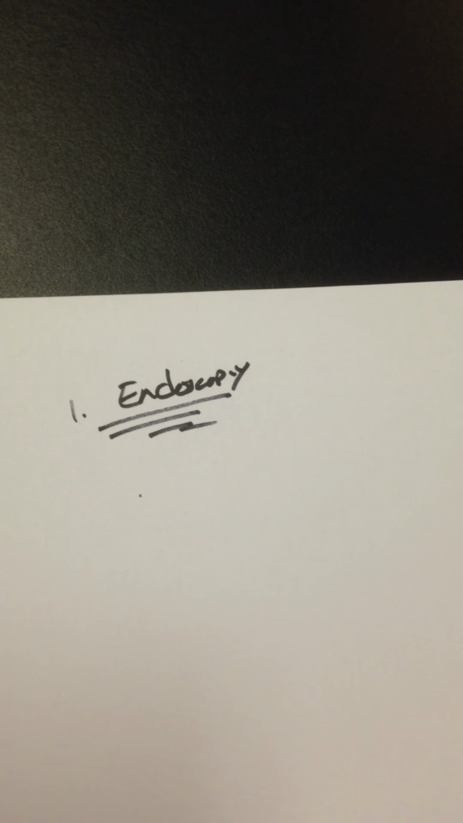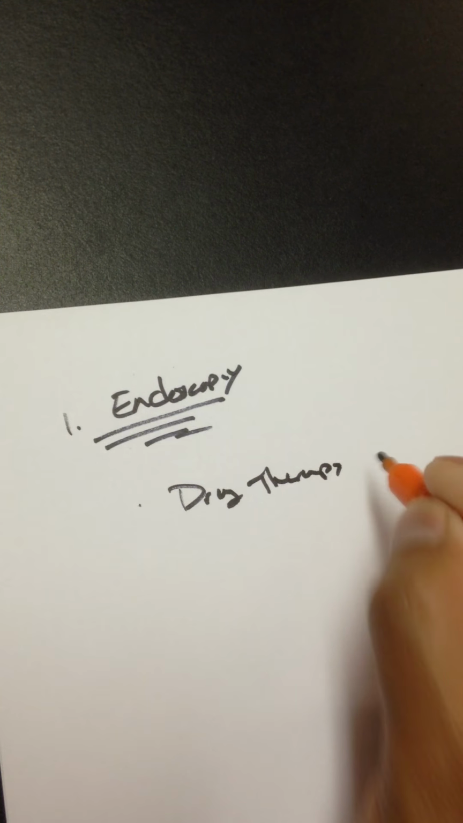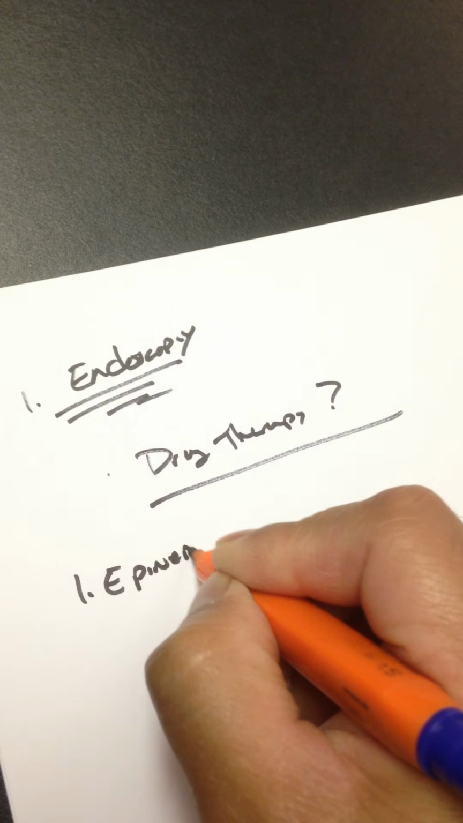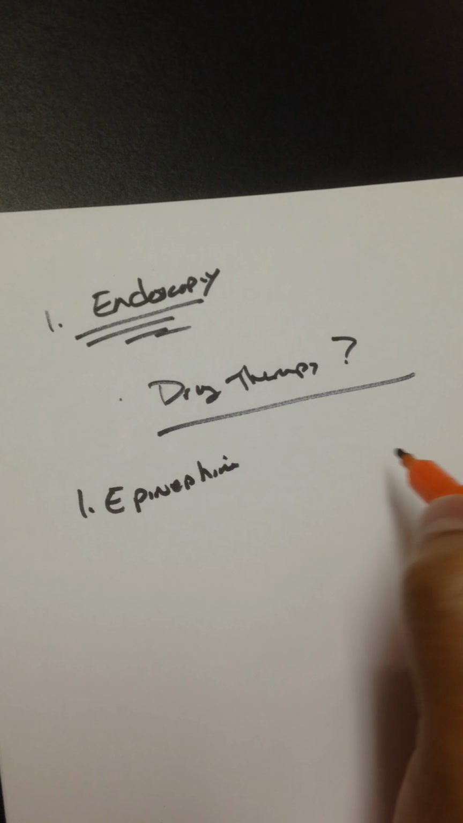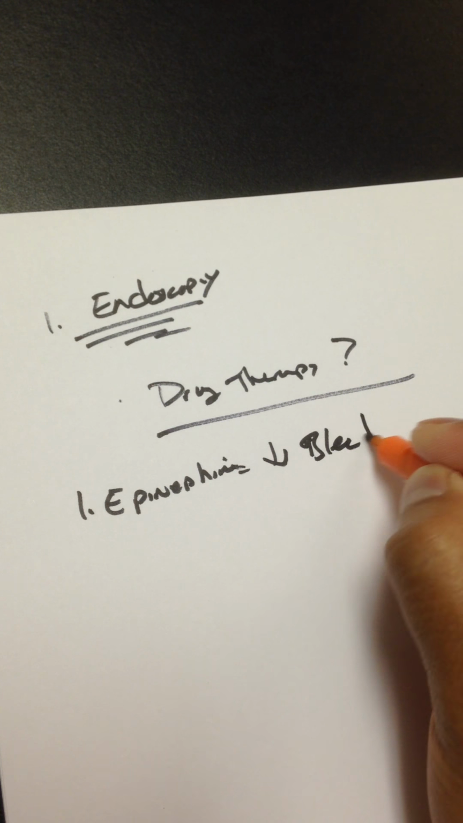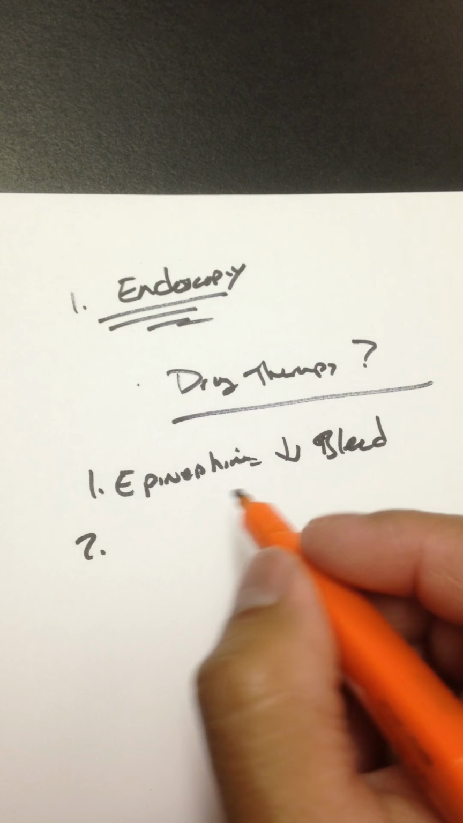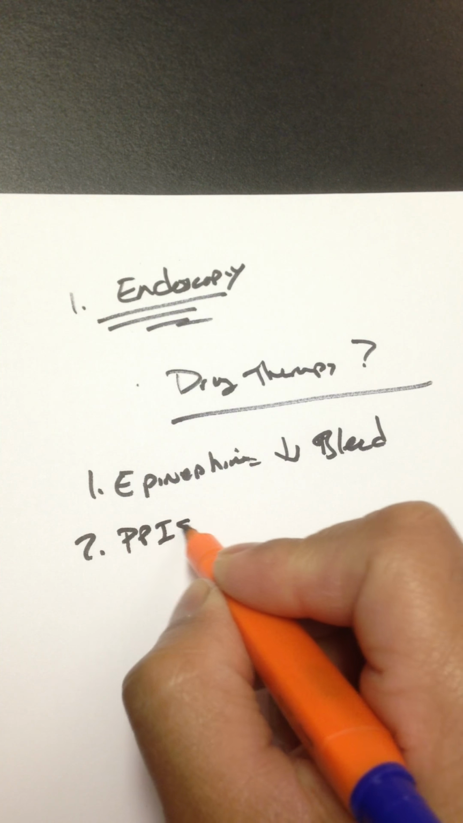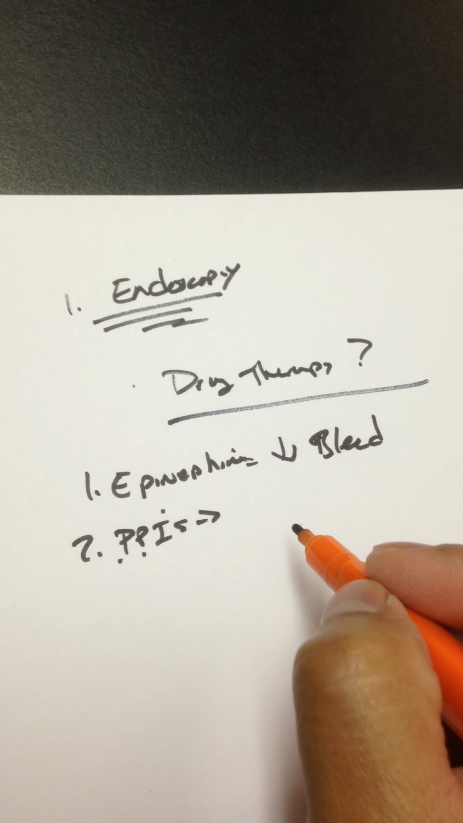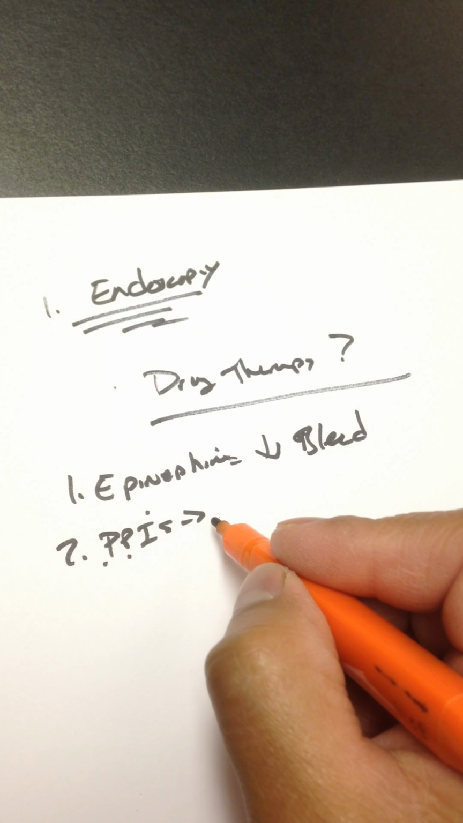Now, what would you do as far as drug therapy goes for your patient? Number 1, if there is a bleed, give them epinephrine. This will hopefully decrease or stop the bleeding. Number 2, you want to tell your patient, if they aren't already on it, to begin their PPIs. They're proton pump inhibitors. Again, this is going to decrease the acid secretion.